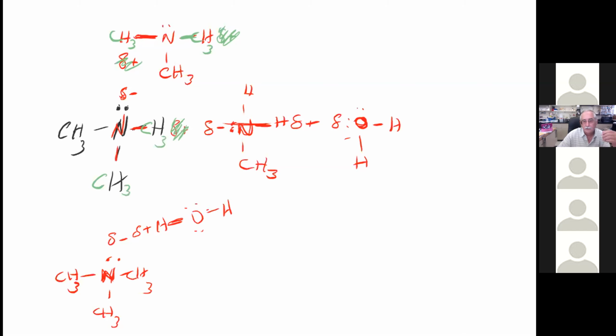But you can see that a primary amine is going to be more soluble than a secondary amine, which is more soluble than a tertiary amine in water. And it's all because of, how many hydrogen bonds can you actually draw? So I know you must have questions, because that's one of the most difficult things to do, is to draw hydrogen bonds between molecules.